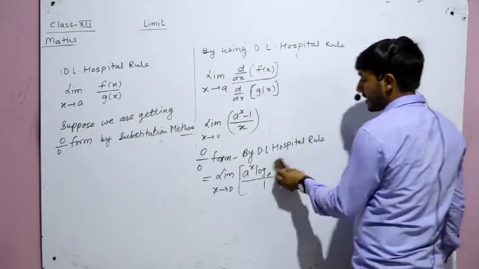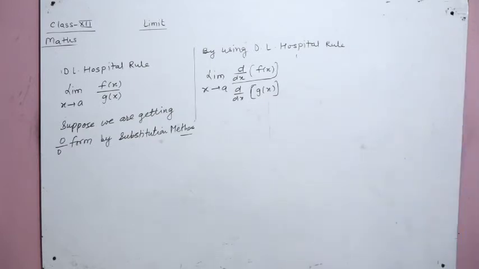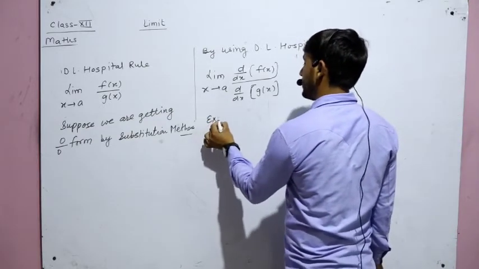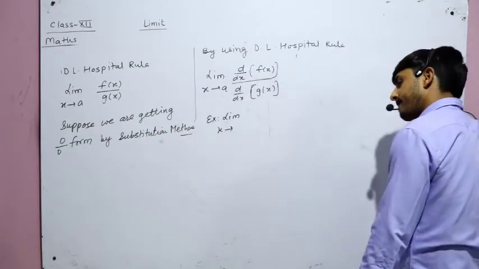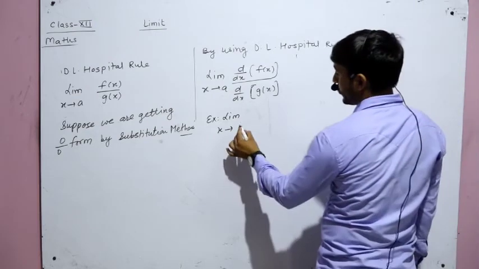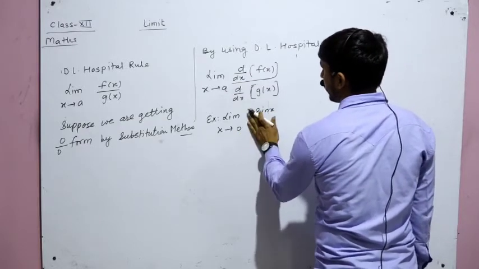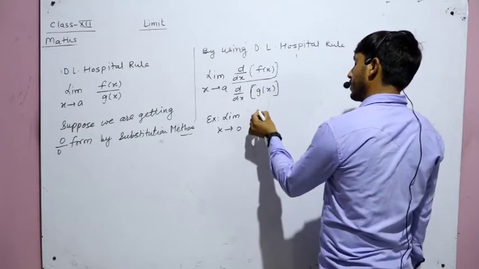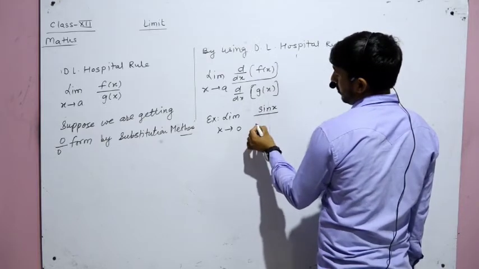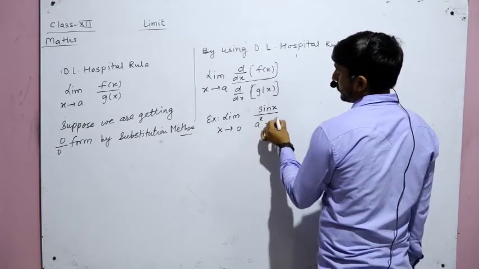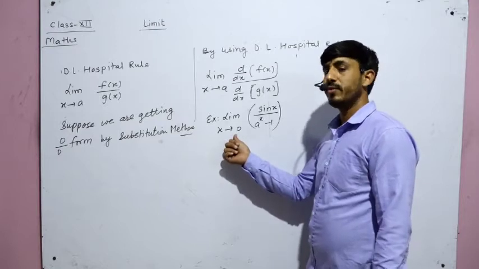Again, if we take another example, then we can explain it. The next example is taken as limit x tends to 0, and the function is given as sin x upon a to power x minus 1. Suppose I am taking this example. First we have to think about the substitution method.